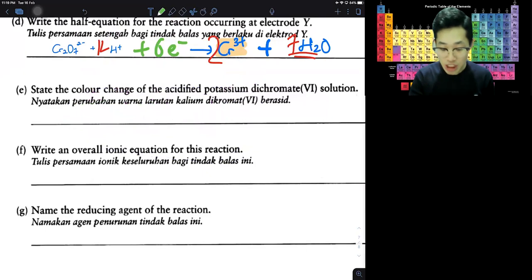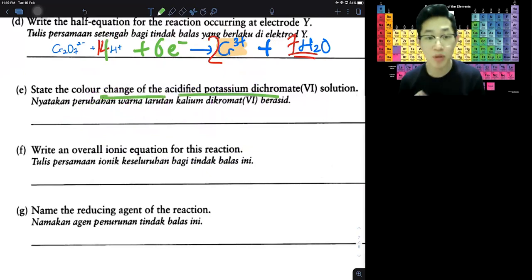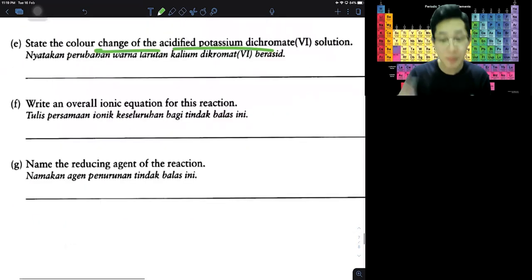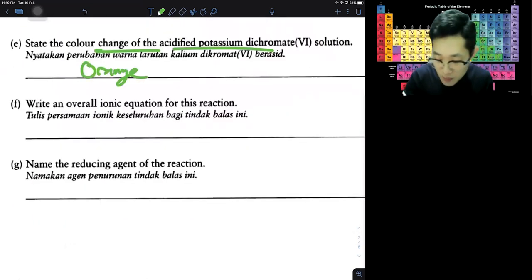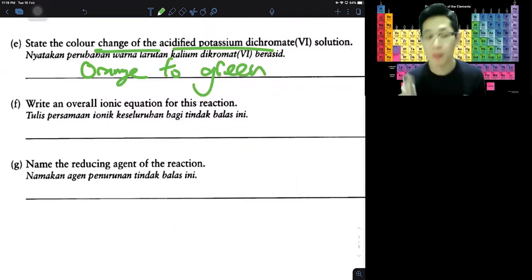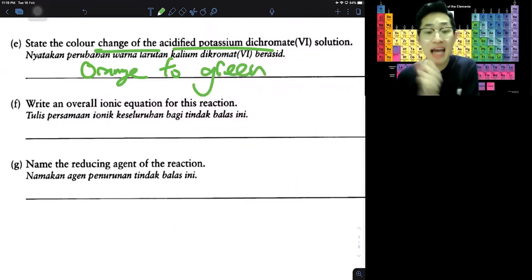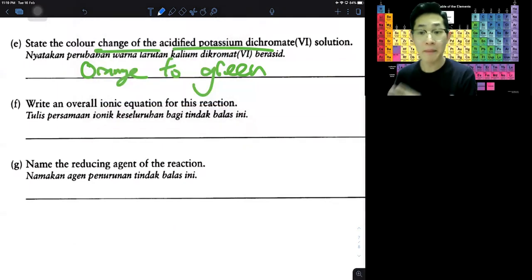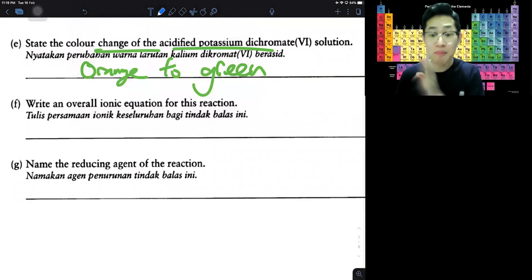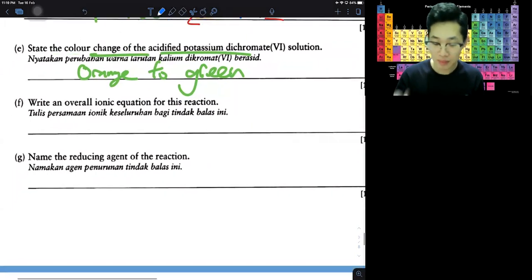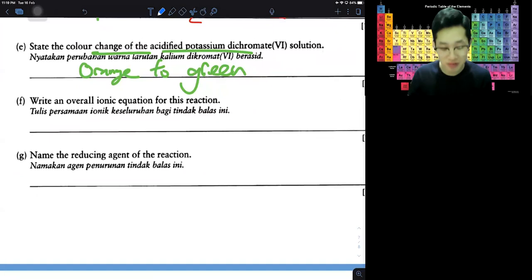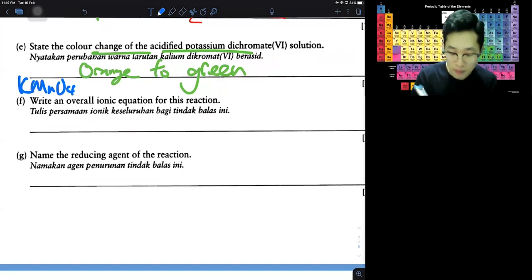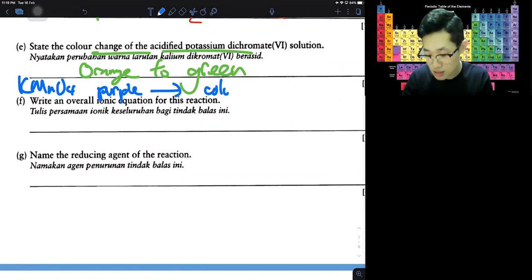So the color change of the acidified potassium dichromate 6 is from orange to green. If it is manganate 7, it is from purple to colorless. Manganate 7, purple to colorless. You can write down if you want: KMnO4, purple to colorless.